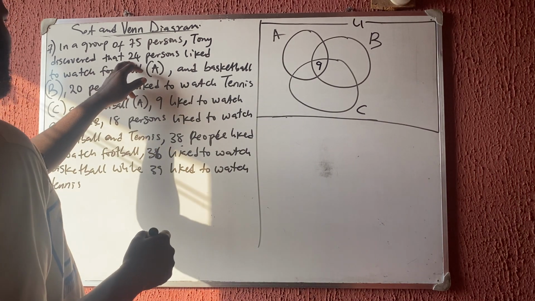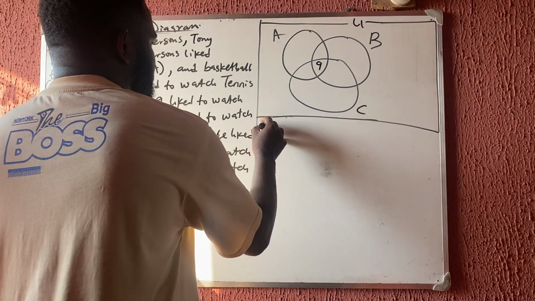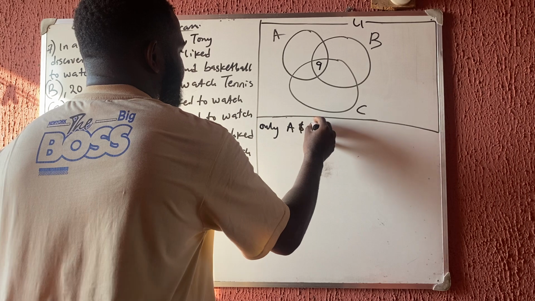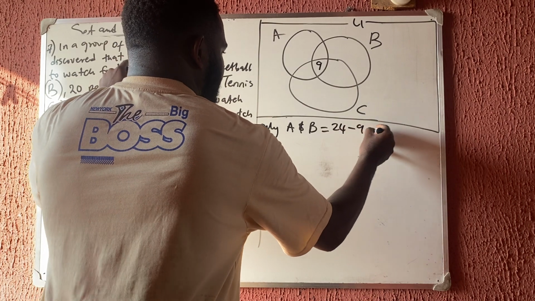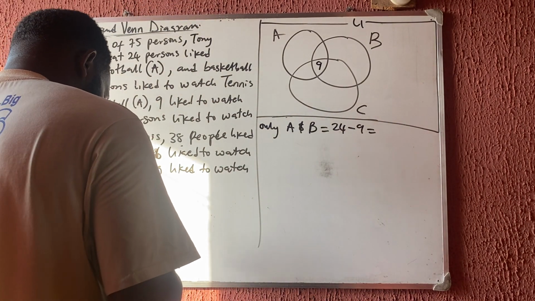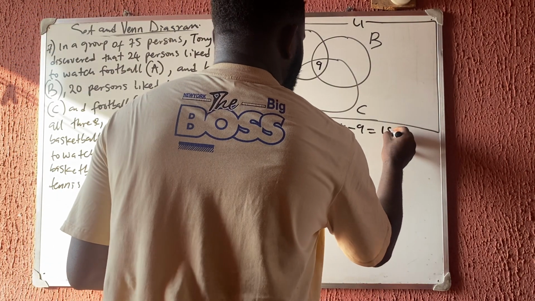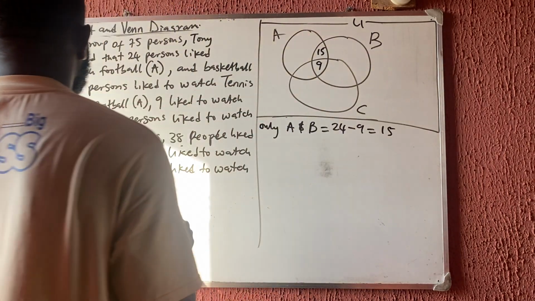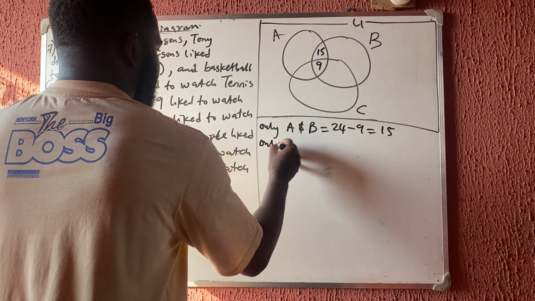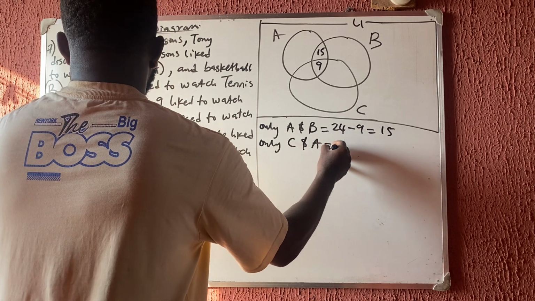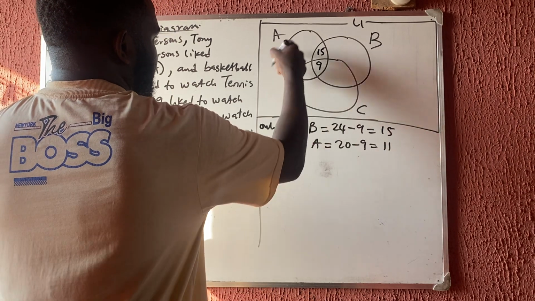So they say that 24 persons like football and basketball, A and B. So we say only A and B, because I did not see only, so I have to find only A and B. So only A and B will be 24 minus 9, which will give you 15. So A and B is 15. So let's move again. 20 like C and A. So only C and A will now be 20 minus that same 9. So you have 11. So C and A is 11.